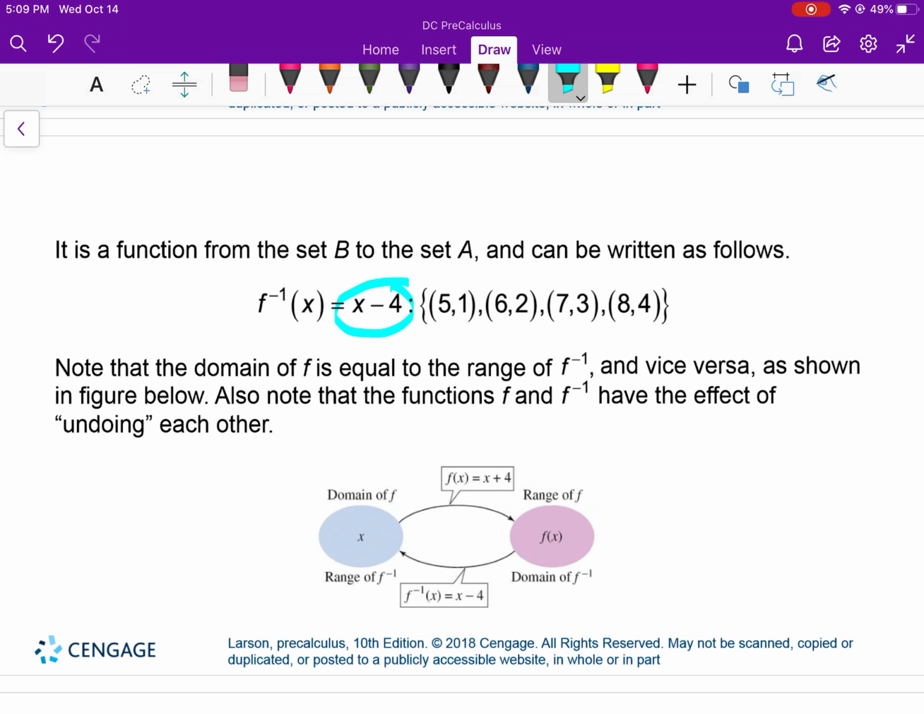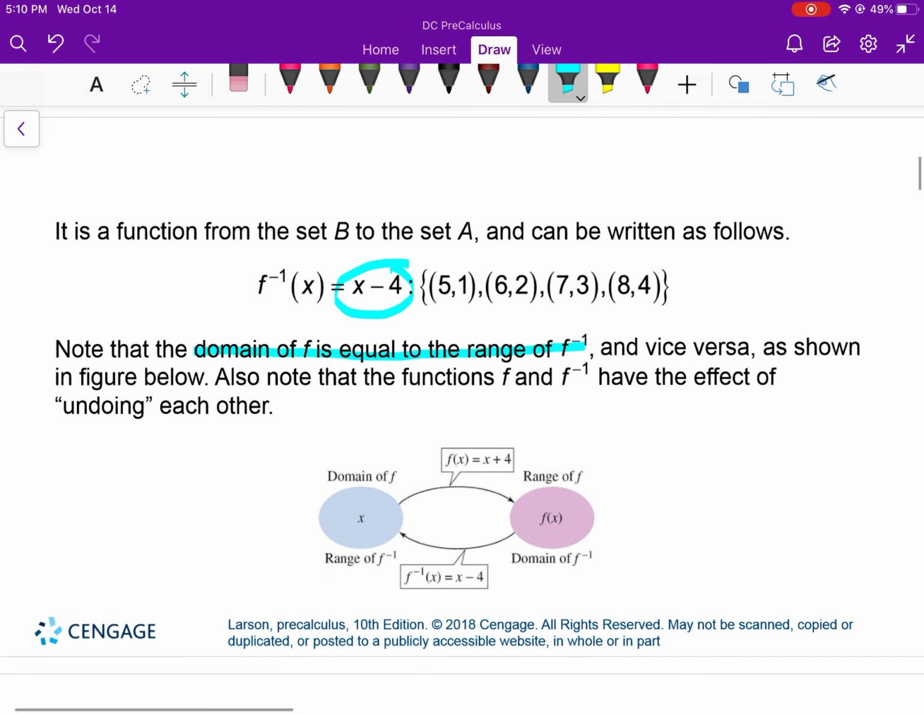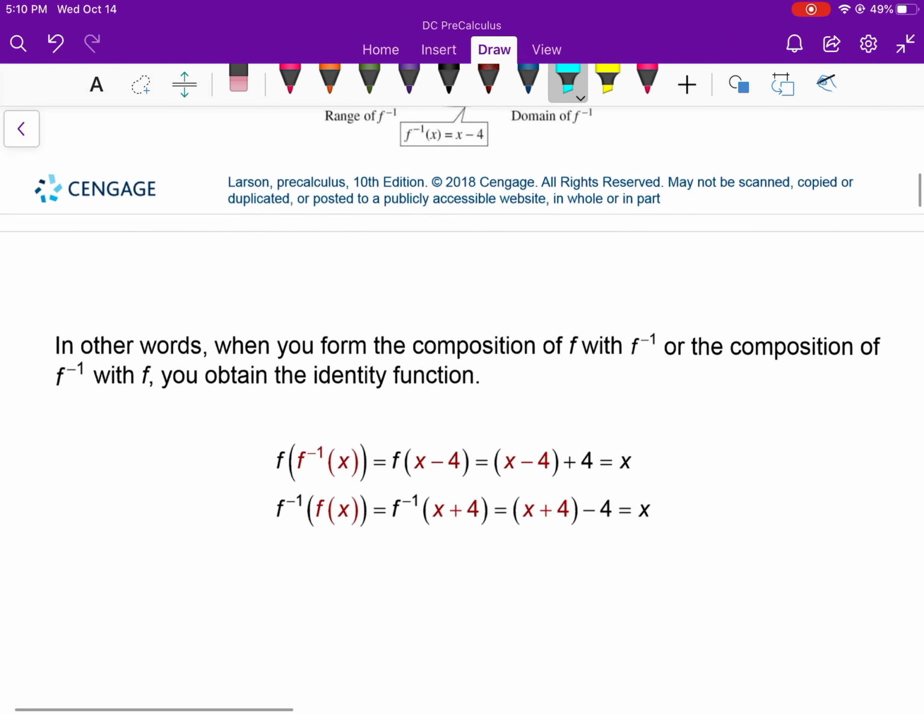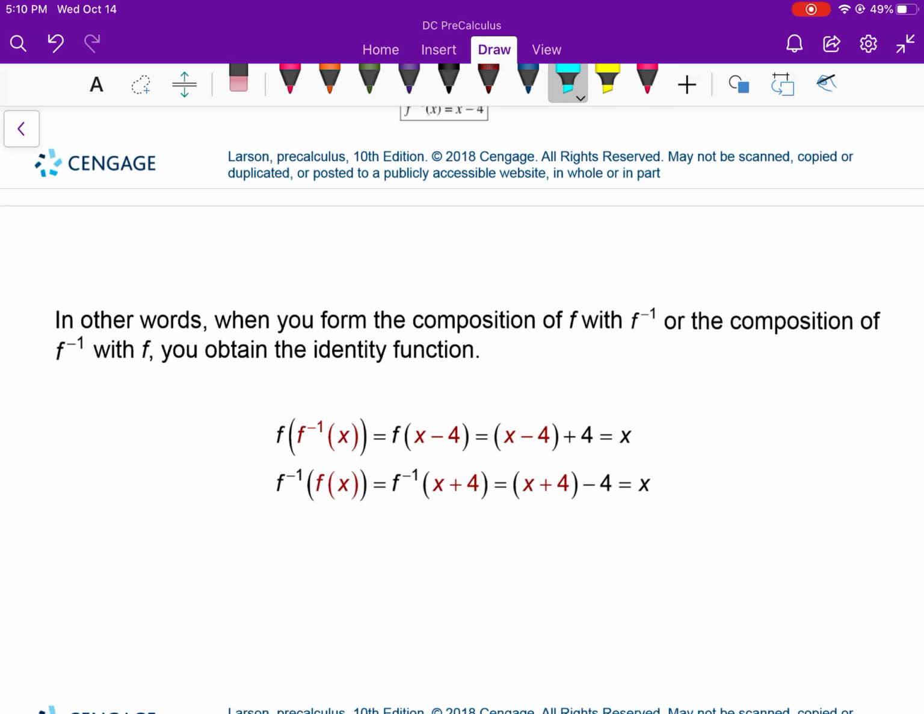It's true that the domain of f is equal to the range of f inverse, and then the other way around. All right, because you can swap the x's and y's, etc.